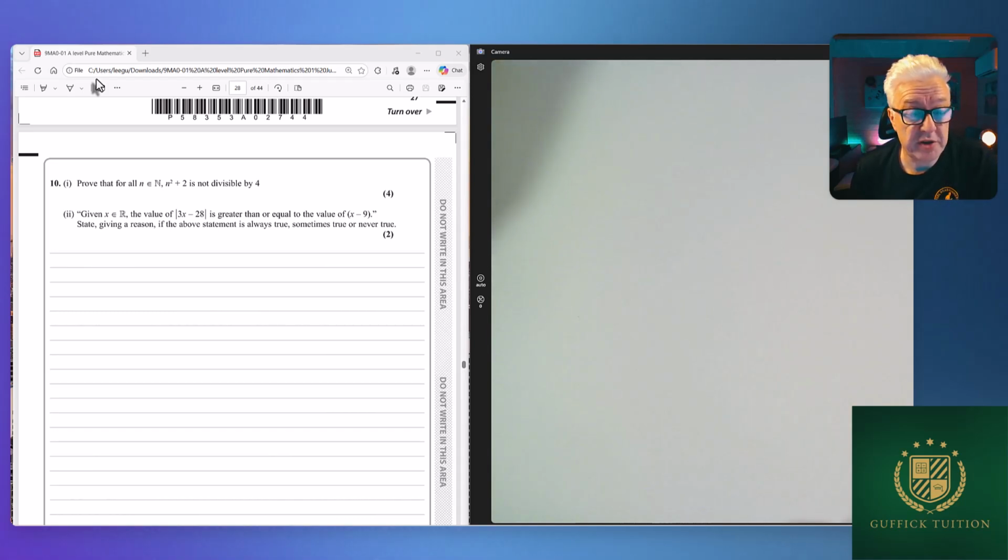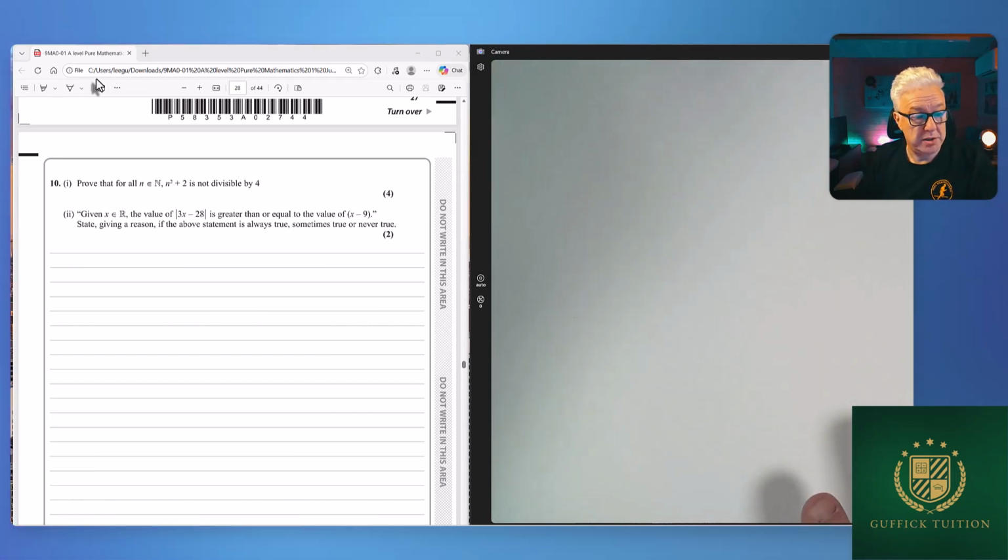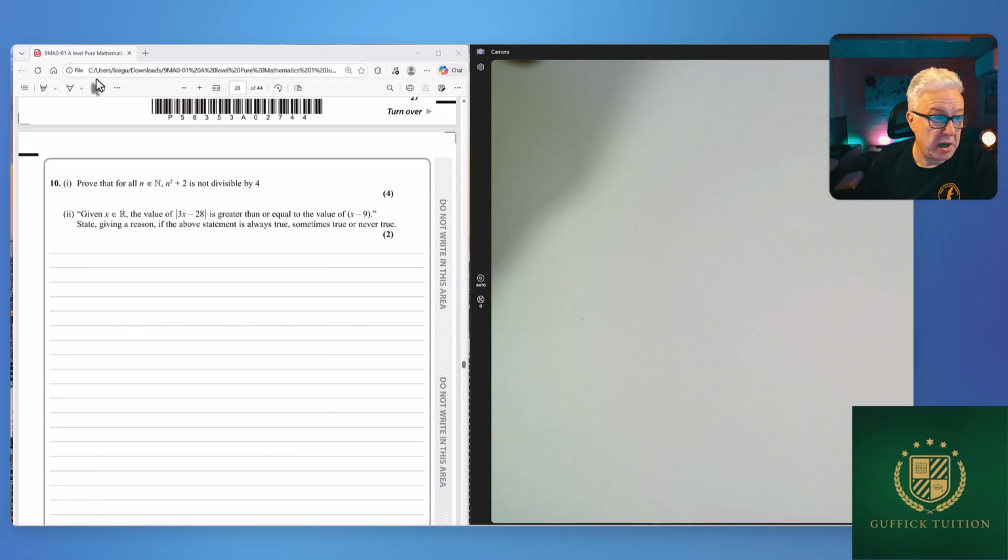Hello everyone, we've got a nice proof question here. It says prove that for all n a member of the set of natural numbers, n squared plus 2 is not divisible by 4. I think this is one of those questions where we can say that all numbers are either odd or even. So let's go with the odd-even approach and see what happens.